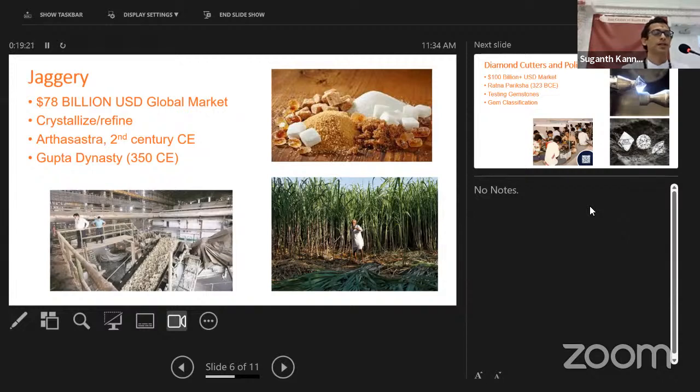And this has been given in Vishnugupta Chanakya's Arthashastra. He mentions it, and that goes back to the second century CE. And also in the records of the Gupta dynasty, there are records of taxation and regulation of these sugar refining factories, and that's around 350 CE.